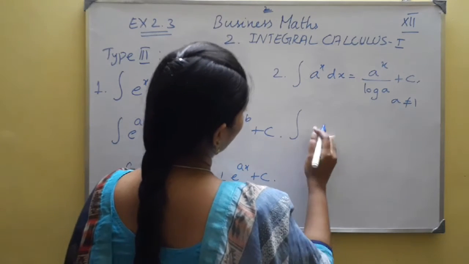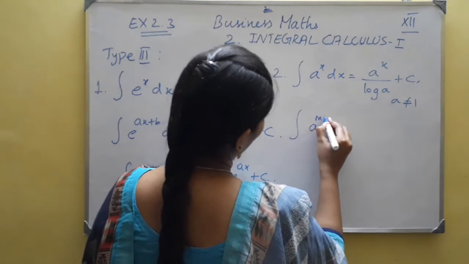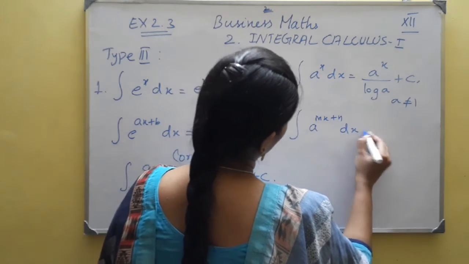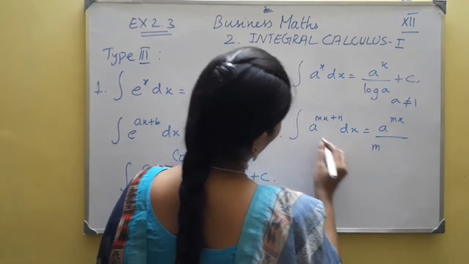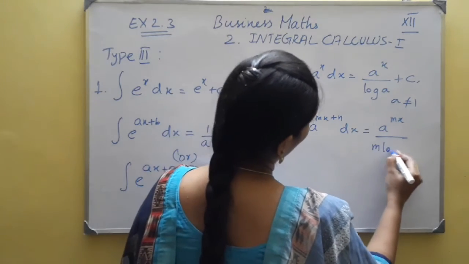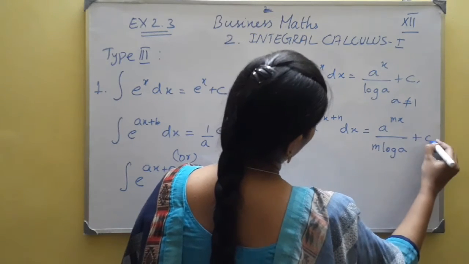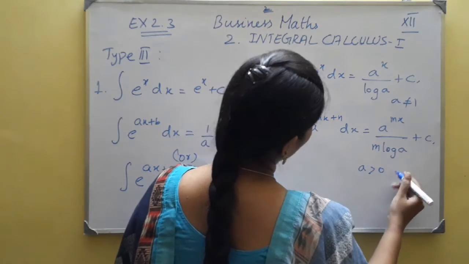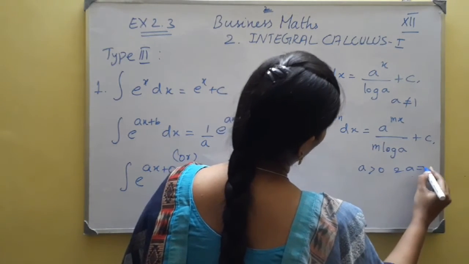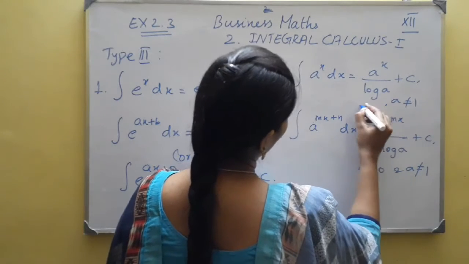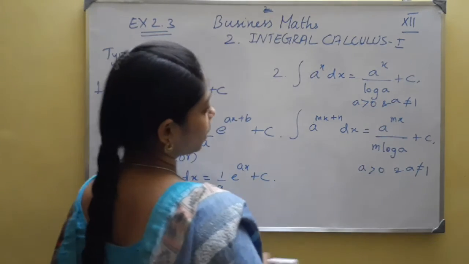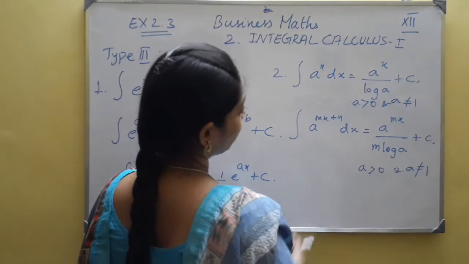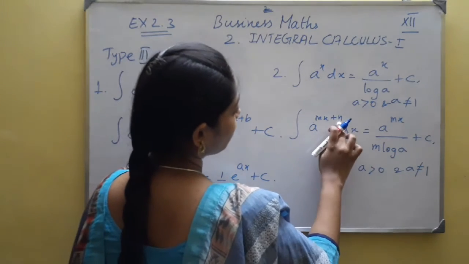And integral a power mx plus n into dx is actually a power mx plus n divided by m into log a plus c. The x coefficient is m. Here a should be greater than 0 and a should not equal 1. Here also a greater than 0 and a should not equal 1. If suppose a equal to 1 means log 1 value gives you 0. In particular, n is a real number.